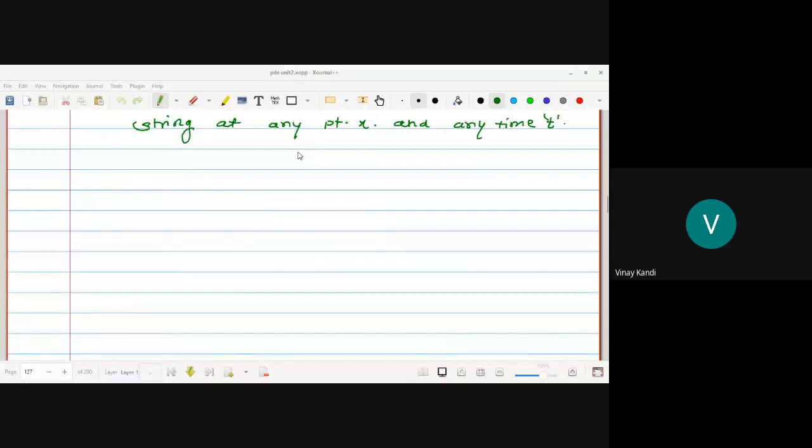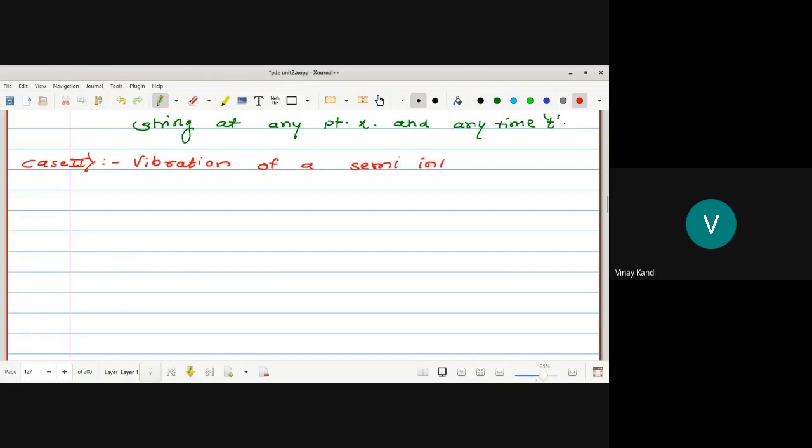Now, case number 2 is the vibration of a semi-infinite string. What is the meaning of this sentence? One endpoint of the string is fixed.